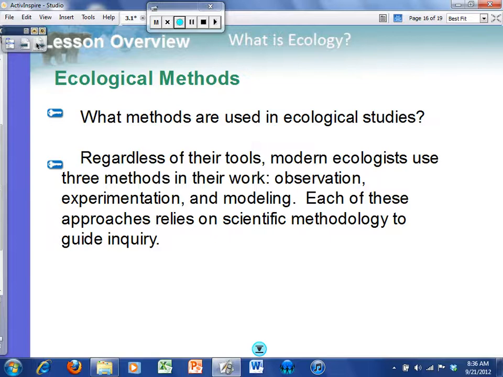Okay, so back to the methods. Multiple tools out there, multiple ways to do it, but there's essentially 3 ways that you will always find ecologists studying. First, good observation. Just going out to the field and watching and recording and making good observations. Second, we can do experimentation in a controlled environment. Think about your algae lab. Okay, that's a controlled experiment. And then modeling. Okay, modeling is where we set it up. Also similar to the algae lab.